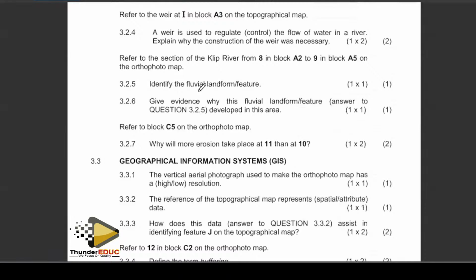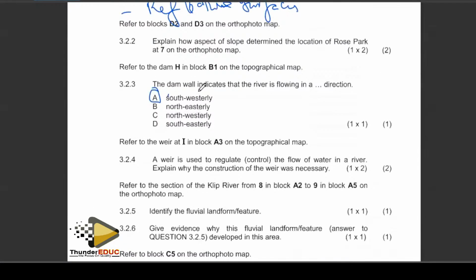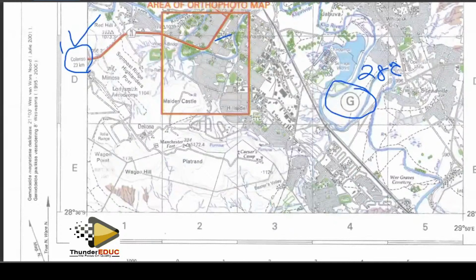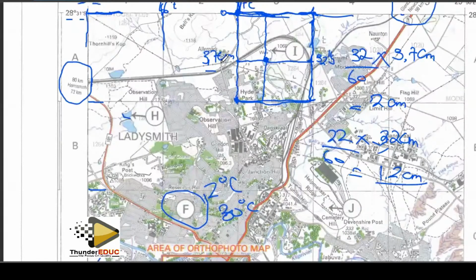It talks about question number 324. A weir is used to regulate or control the flow of water in a river. Explain why the construction of the weir was necessary. Right, why was the weir necessary in block A3 on the topographic map? In block A3, go and check A3. There's a weir which is here.